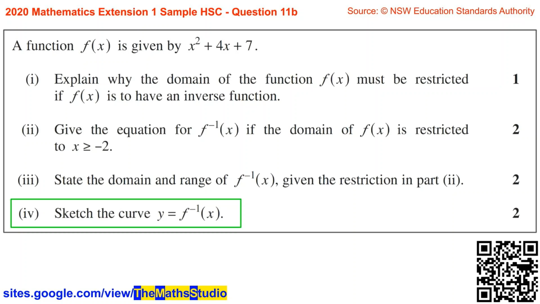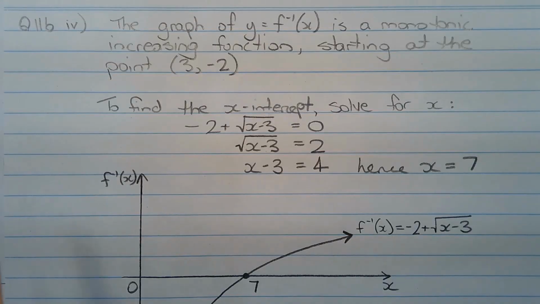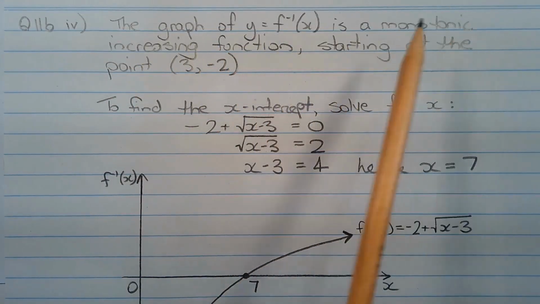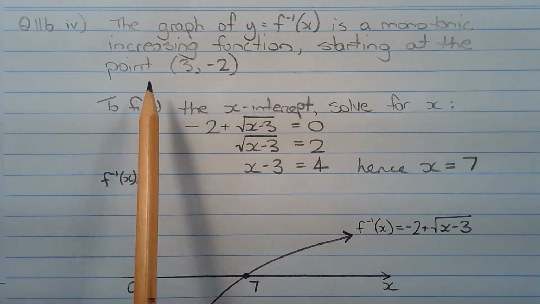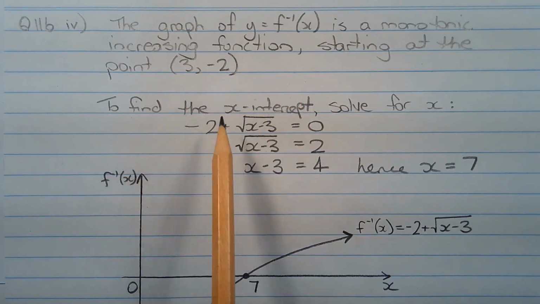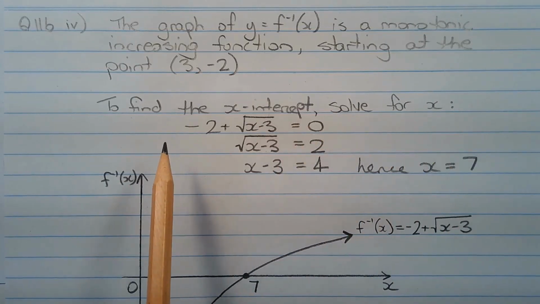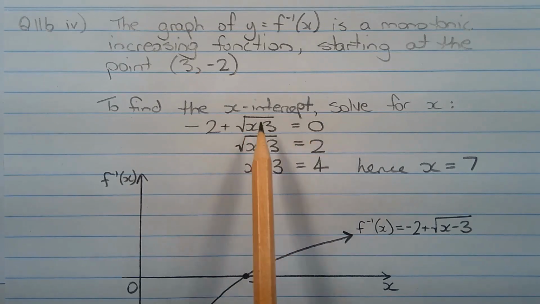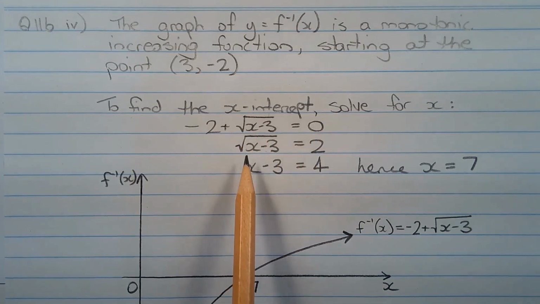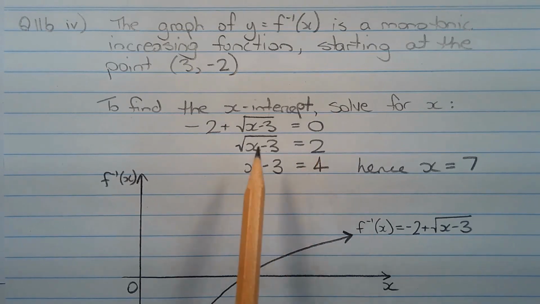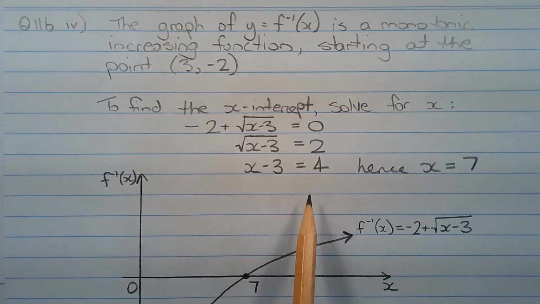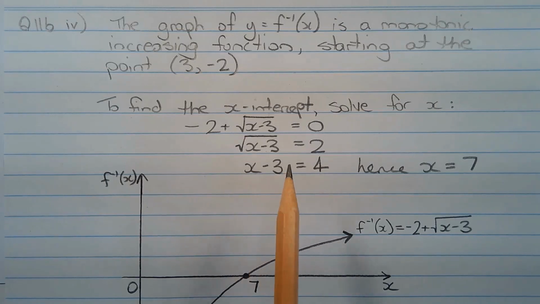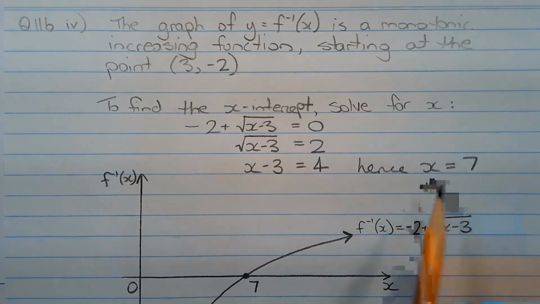Part 4. Sketch the curve y equals f inverse of x. The graph of y equals f inverse of x is a monotonic increasing function starting at the point (3, -2). To find the x-intercept, solve for x the equation -2 plus the square root of x minus 3 is equal to 0. Adding 2 to both sides of the equation, we have the square root of x minus 3 is equal to 2. Squaring both sides, we get x minus 3 is equal to 4. Finally, adding 3 to both sides of the equation to make x the subject, we get x is equal to 7.